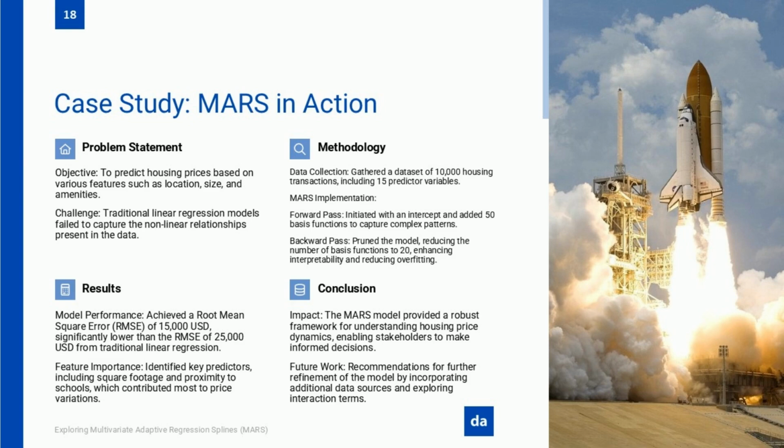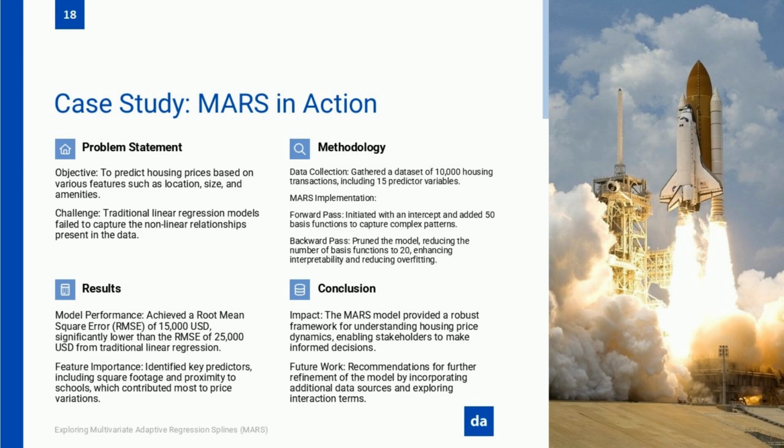Once the forward pass was complete, the backward pass pruned the model down to 20 basis functions, removing those that didn't significantly improve predictive accuracy. This helped prevent overfitting, ensuring that the final model could generalize well to new housing data.